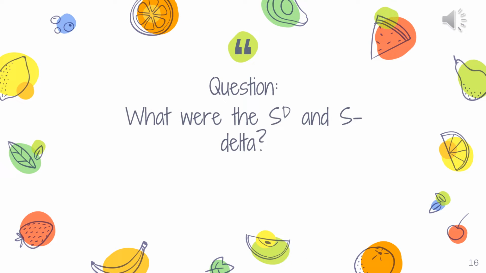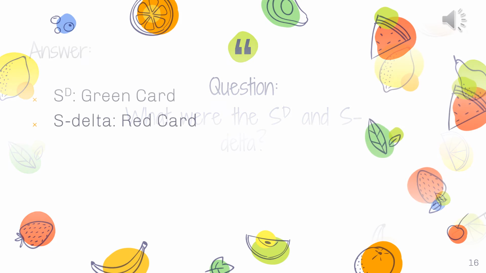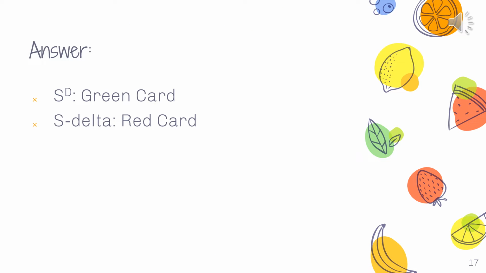On your homework sheet, fill in the question, what were the SD and S delta? I'll give you some time to get that question filled in. The answer to the previous question is the SD, green card, and S delta, red card. On your homework sheet, get this filled in. I'll give you some time to do that.